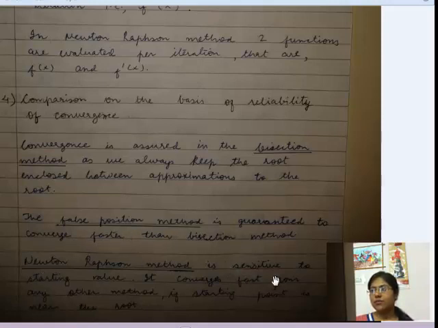Newton-Raphson method is sensitive to starting value. It converges fast from any starting point if the starting point is near the root. So these were the comparisons of the various iterative methods.